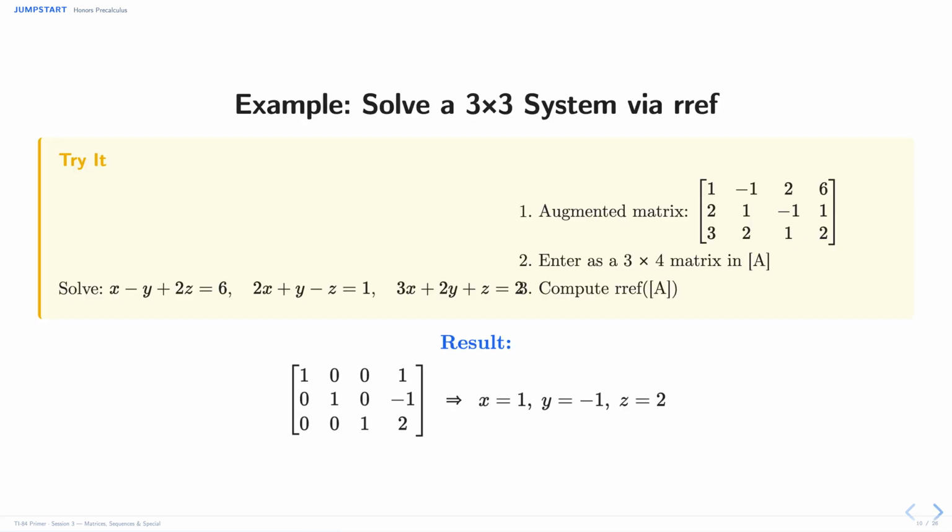For our example, we will solve a three-variable system. The equations are x minus y plus 2z equals 6, 2x plus y minus z equals 1, and 3x plus 2y plus z equals 2. First, we create the augmented matrix and enter it as a 3 by 4 matrix in A. Then we compute rref of A. The resulting matrix shows that x equals 1, y equals -1, and z equals 2.